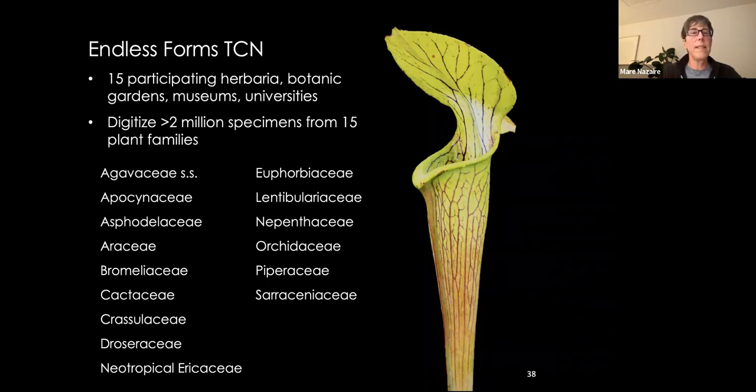The Endless Forms TCN, Endless Forms Most Beautiful and Most Wonderful. The title actually comes from the last sentence of Darwin's Origin of Species. The lead institution is New York Botanical Garden. There are 15 participating institutions in this TCN, and the goal is to digitize more than 2 million specimens from 15 plant families that have unusual morphologies. What I have here is a list of the families that we are digitizing.